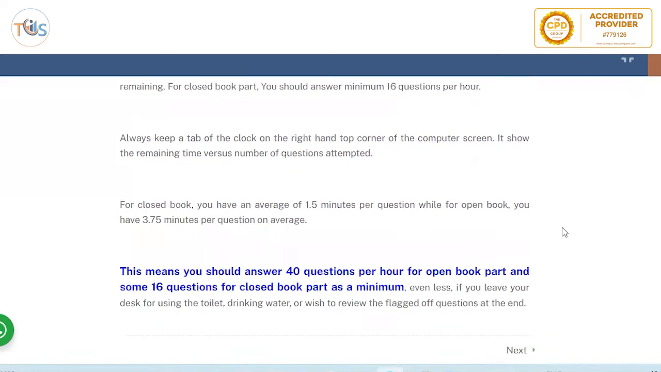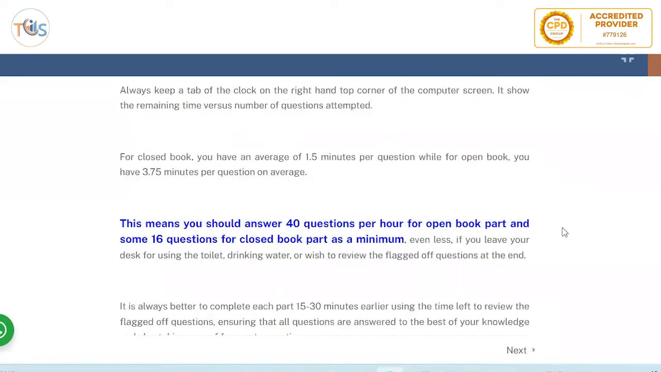Okay. So always keep a tab on the right hand top corner of the computer screen. It shows the remaining time versus the number of questions you have attempted. So for closed book, you have, say, 1.5 minutes per question, whereas for open book, you have an average of 3 minutes and 45 seconds per question. That means you should answer 40 questions per hour for closed book and at least 16 questions as a minimum for open book per hour.